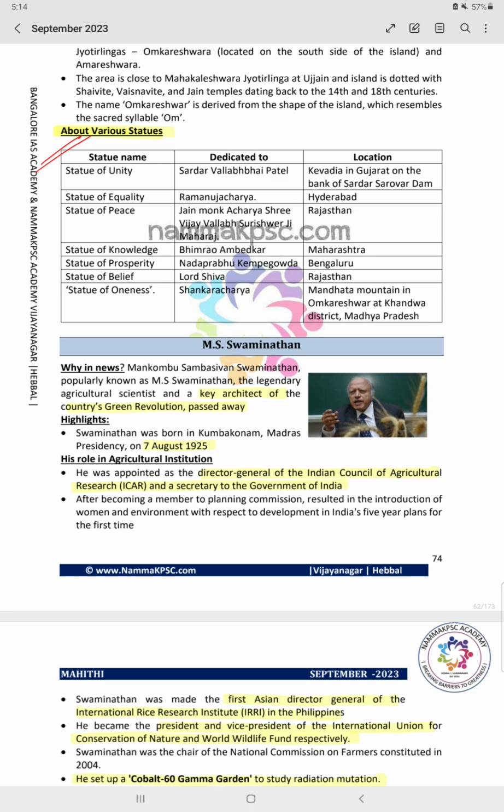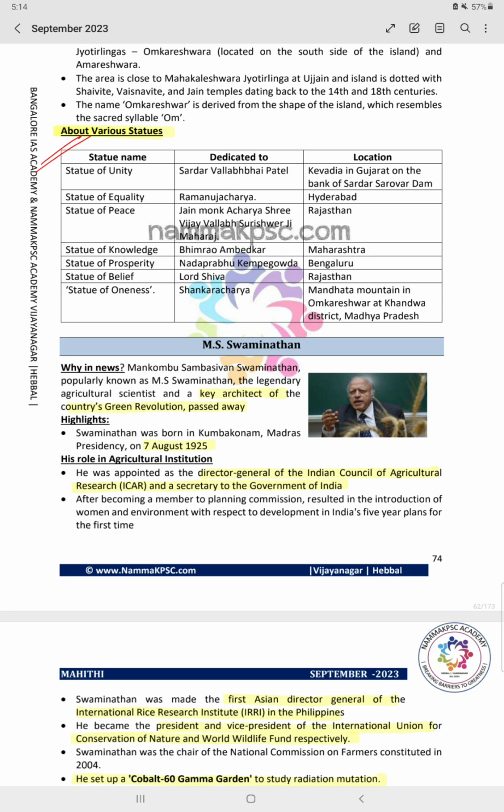So who had maximum knowledge to write our constitution? B.R. Ambedkar. So Statue of Knowledge is related to B.R. Ambedkar and it is in Maharashtra. Statue of Prosperity. Which state do you think is the most prosperous? We feel it is Karnataka, right? So Nadaprabhu Kempegowda is the Statue of Prosperity, and it is in Bangalore.